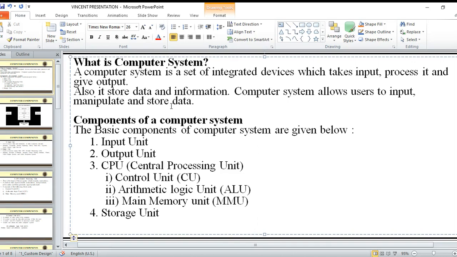Yes, good morning, class. So today we are going to look at the introduction to computer system.